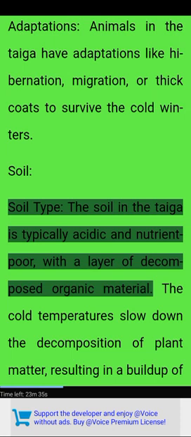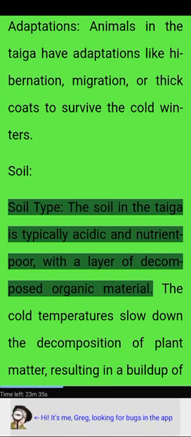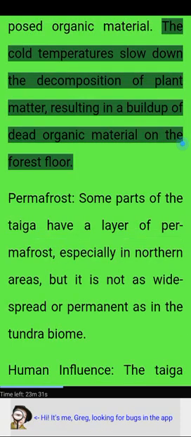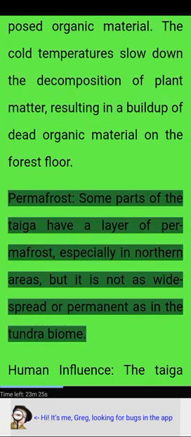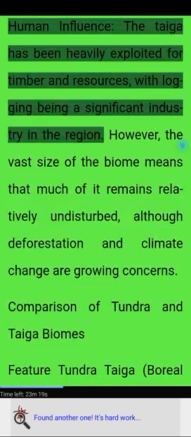Soil. Soil type: the soil in the taiga is typically acidic and nutrient poor, with a layer of decomposed organic material. The cold temperatures slow down the decomposition of plant matter, resulting in a buildup of dead organic material on the forest floor. Permafrost: some parts of the taiga have a layer of permafrost, especially in northern areas, but it is not as widespread or permanent as in the tundra biome.